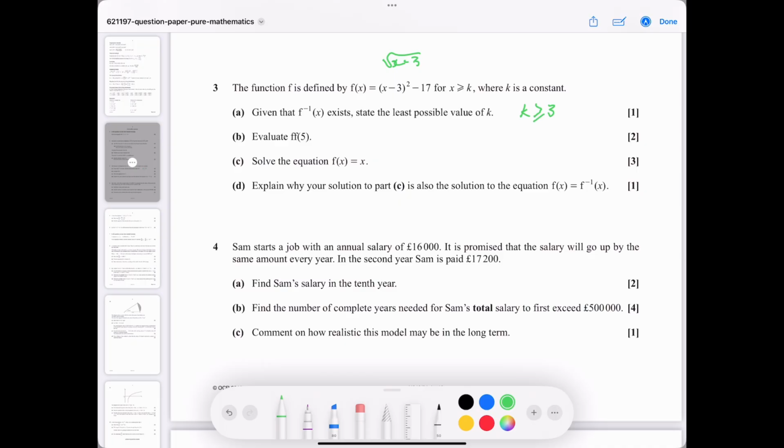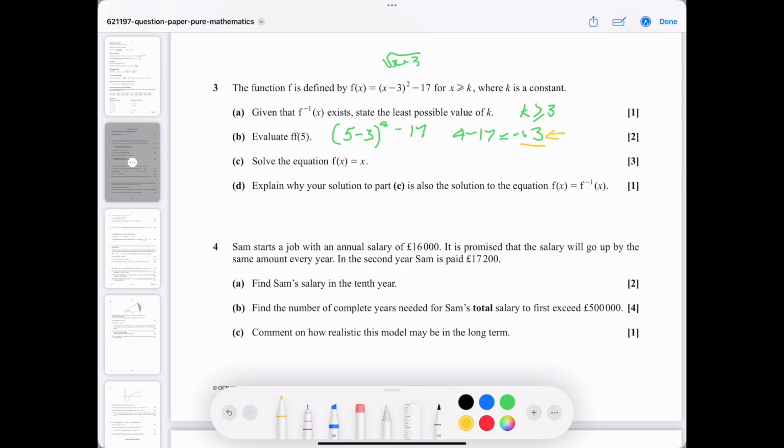Evaluate f of 5. So let's put 5 in. So we get 5 minus 3 squared minus 17. So that's 2 squared, which is 4, minus 17 equals minus 13. Now we should put minus 13 back in again, but we're not really allowed to because we know that k has to be greater than or equal to 3. So this is where it's minimizing out, I suppose, at minus 13.